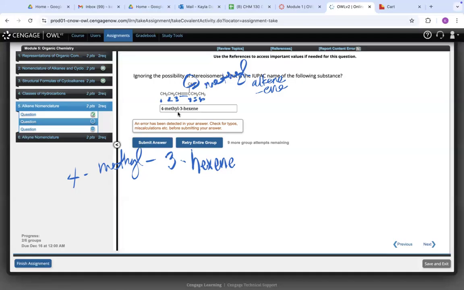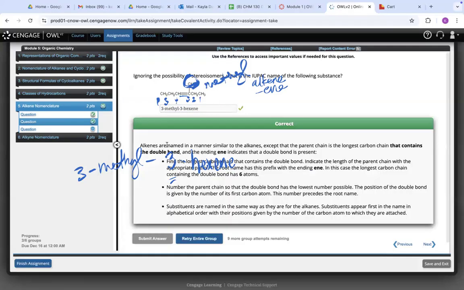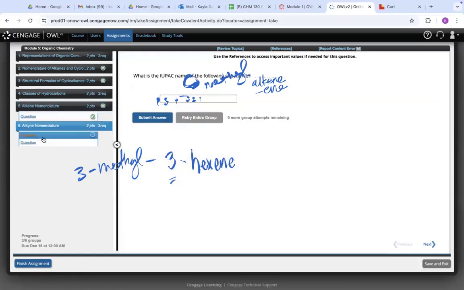Oh, okay. I think I figured it out. Because it's a symmetrical molecule, and I can number left to right or right to left, and either way it's going to work, I should then also prioritize the branch. So 1, 2, 3, 4, 5, 6. That still puts the hexene bond at 3, and it makes that branch at a lower position. So let's try that. There. I'm glad we had that. All right.